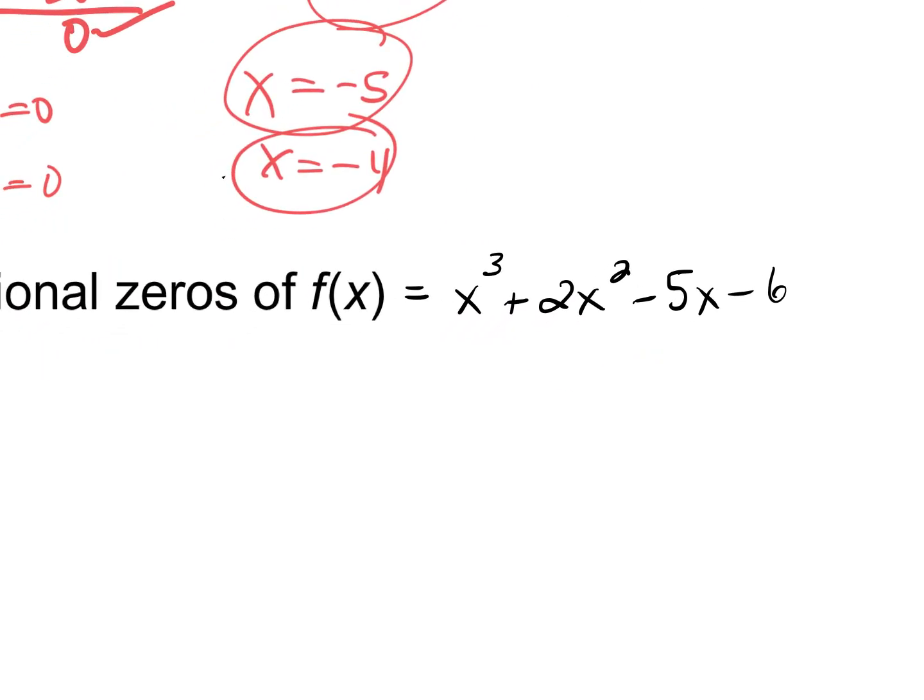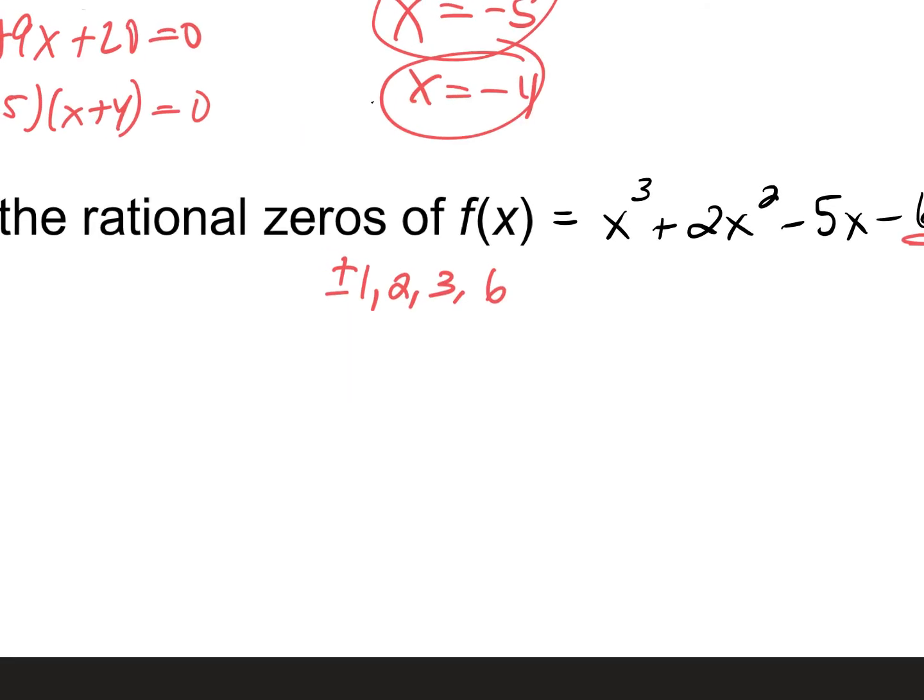No GCF, grouping's not going to work, so I'm going to take all the factors of my constant: plus minus 1, 2, 3, and 6. And I'm just going to evaluate using synthetic division until I get a remainder of 0. So I'm going to try positive 1. So I have 1, 2, negative 5, negative 6.